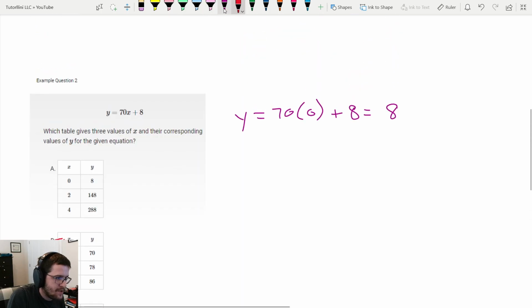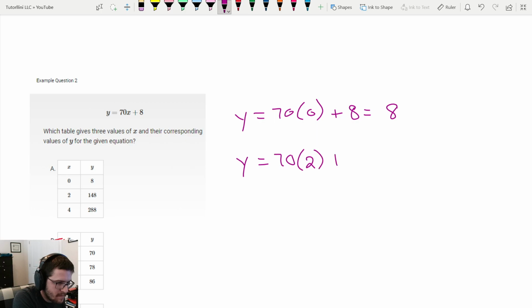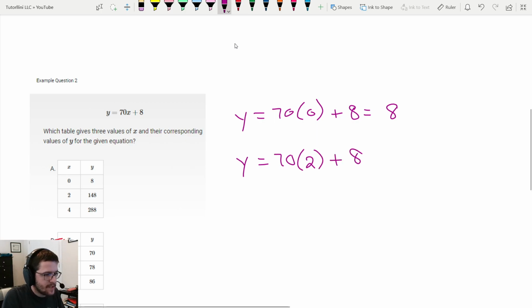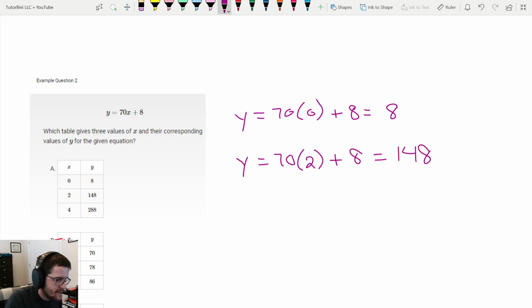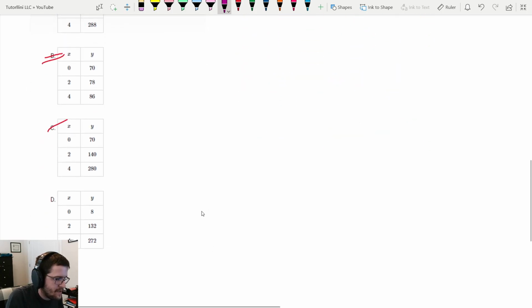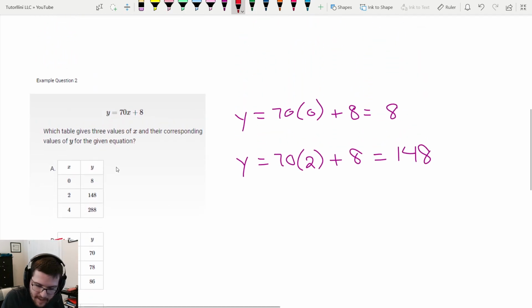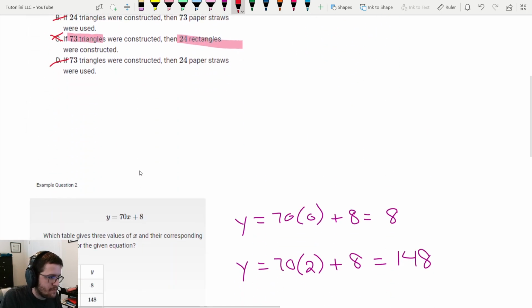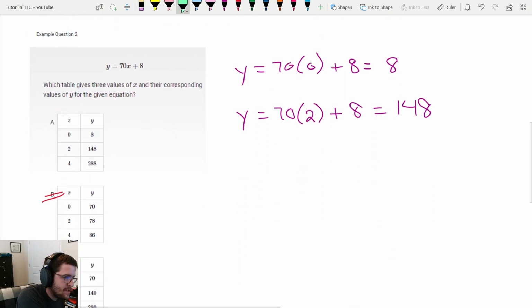And now if I plug in 2, I get 70 times 2 plus 8, which I believe is 148. And D does not have that, so he's wrong. And I'm thinking it must once again be answer choice A.